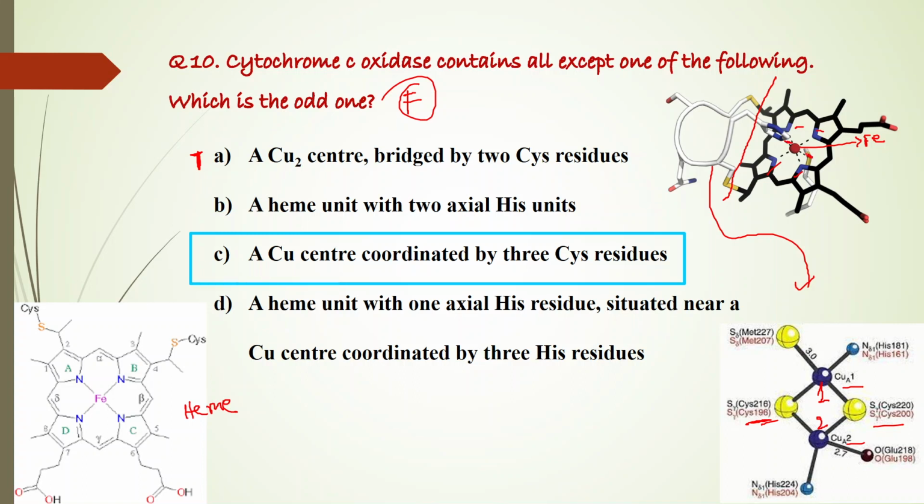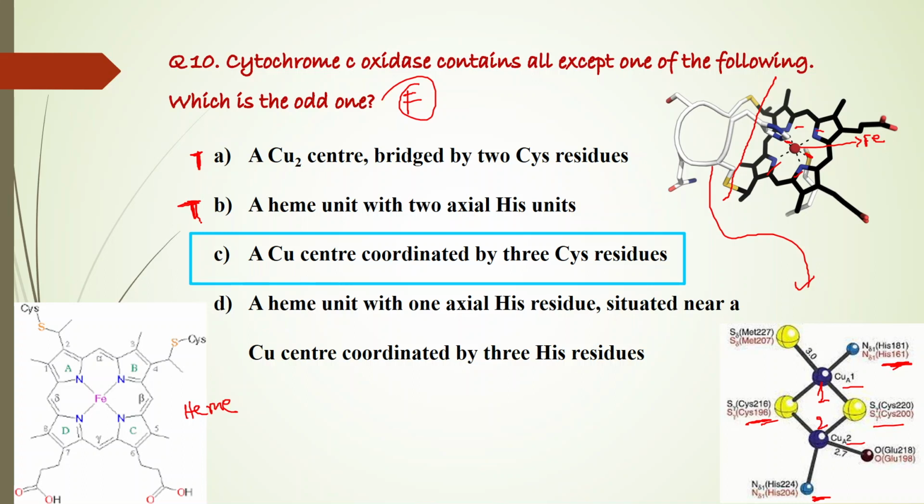And these axial positions, now look at this structure below. On the axial positions, if you place them according to this structure, then histidine here and histidine here, these two will fall under this coordination on the axial positions. So yes, the heme unit on the axial positions has two histidine units. So absolutely option B, or statement B, is also a true statement.